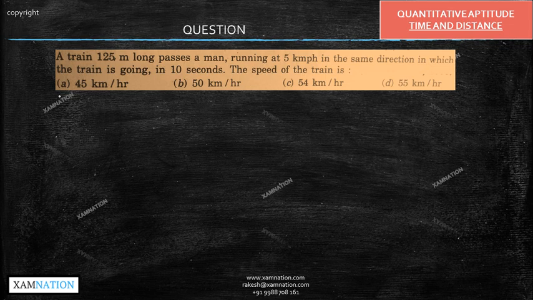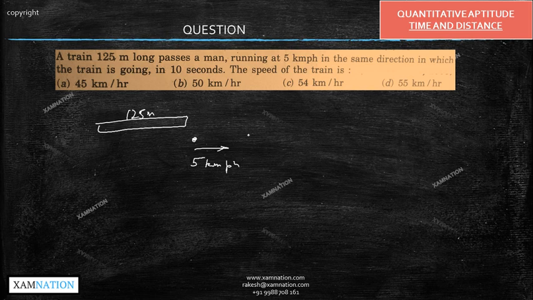So let's see the next question. A train 125 meters long passes a man. One train is given, 125 meters long, and it is passing a man who is running at 5 km per hour. So this person is running at 5 km per hour.